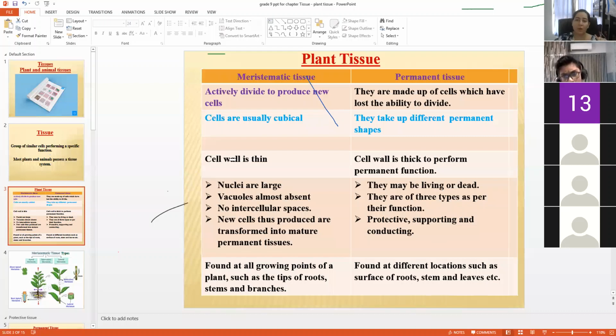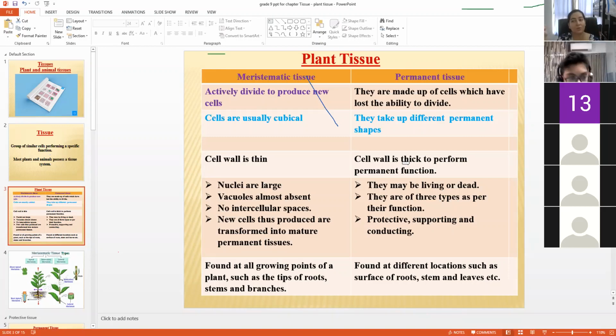Now, children, one more very important point is that in meristematic tissues, when the cells are actively dividing, the cell wall is thin. Yes, it is thin because a thin cell wall will help in division. As compared to that, in a permanent tissue, the cell wall is normally thick. Now, why is it thick? Because first, it is not dividing, and second, it has to give a protective function to the plant.